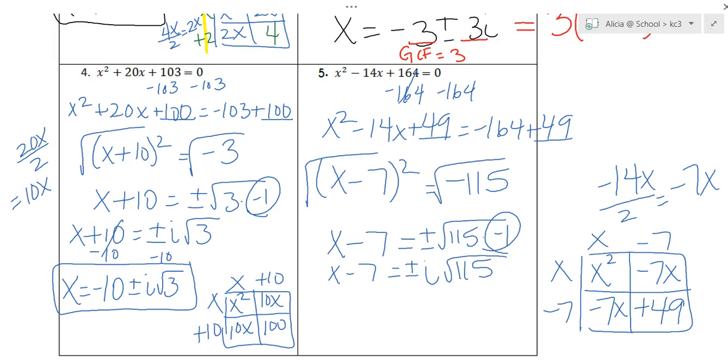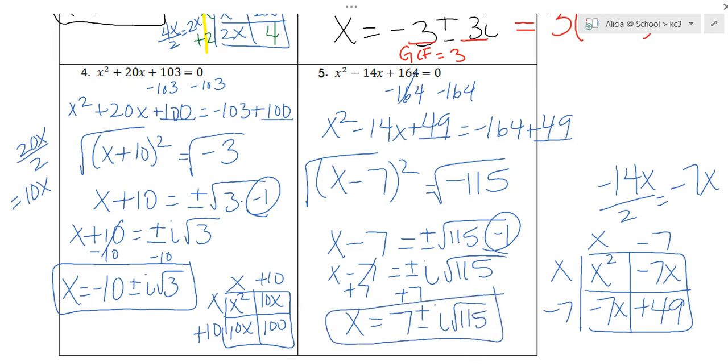I want to still isolate that x, so I'm going to add 7 on each side. So x is going to equal 7 plus or minus i times the square root of 115. All right, that is our final answer.